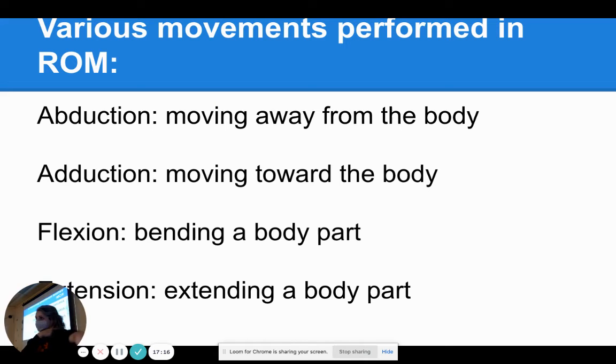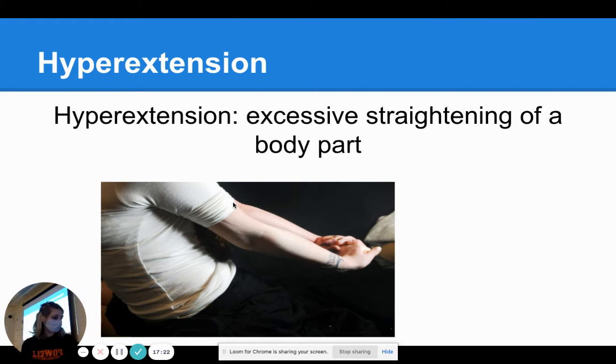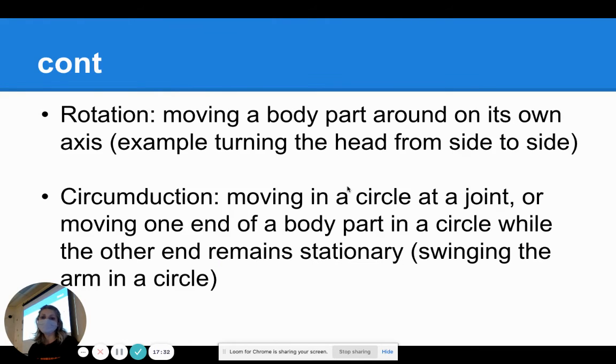Extension is increasing or extending a body part. Hyperextension, excessive straightening of a body part. We don't do hyperextension on every joint, but there's an example of one. Rotation, moving on its own axis. If I said rotation of the head, what do you think that would look like? So not in a circle.